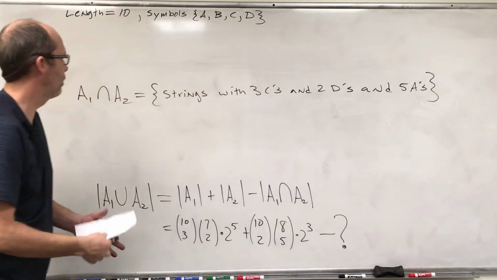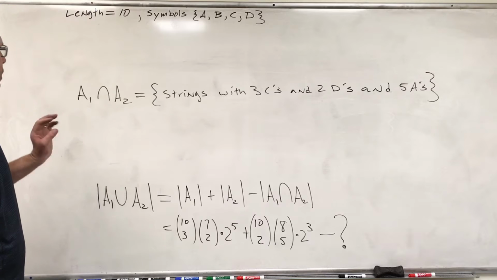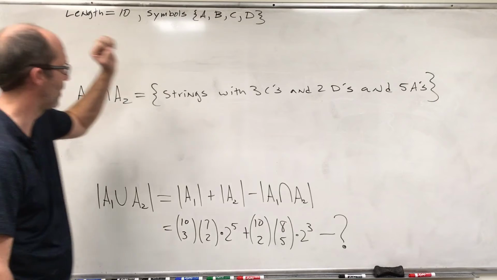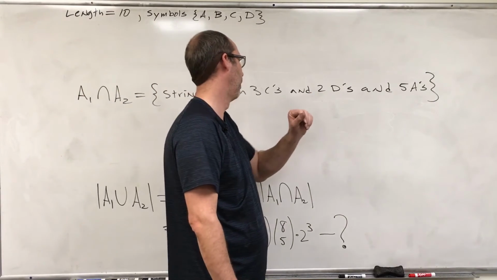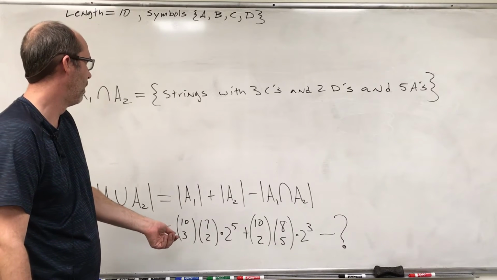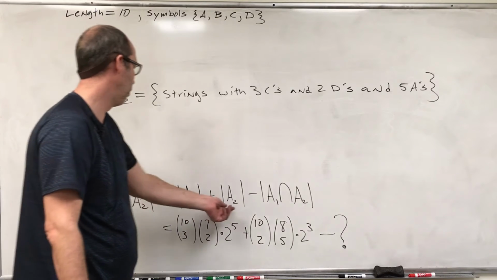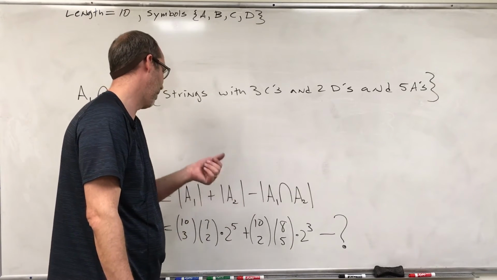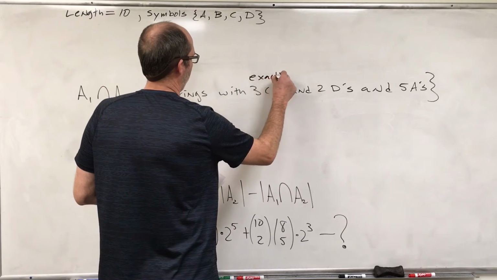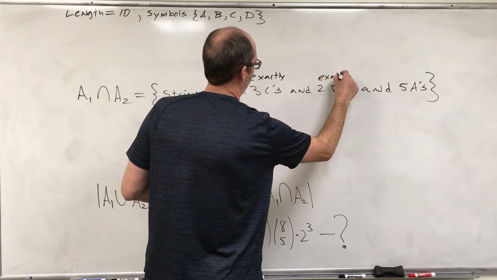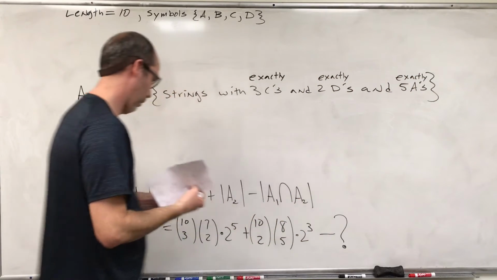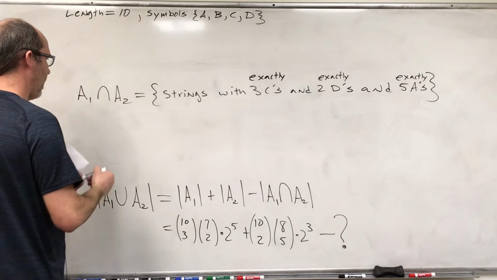Okay. I just realized that I should say exactly. In all of these that I'm doing here, I meant exactly 3 C's, exactly 2 D's. So A1 was exactly 3 C's and exactly 2 D's, and A2 was exactly 2 D's and exactly 5 A's. So there won't be any ambiguity there.